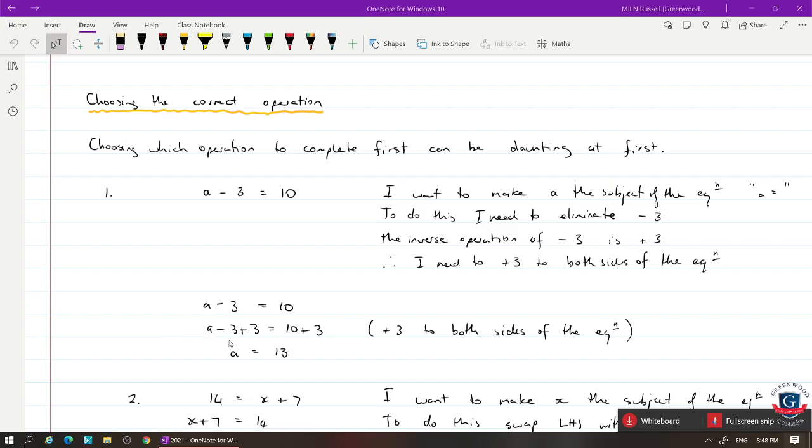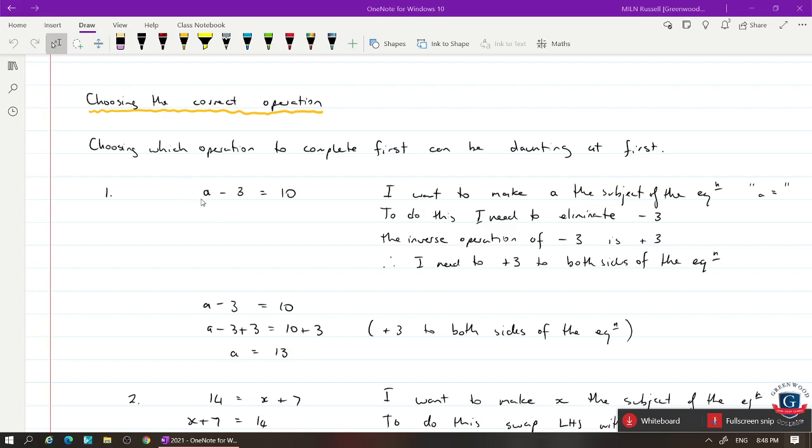I did it here, a minus 3 plus 3. And if I do it to one side of the equation, I have to do it to the other side of the equation or it won't be equal anymore. So if I add 3 to this side, this becomes a take 0. A take 0 is just a. If I add 3 to this side, I have to do it to this side as well. 10 plus 3 becomes 13.